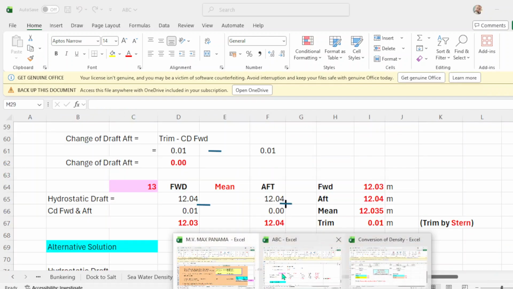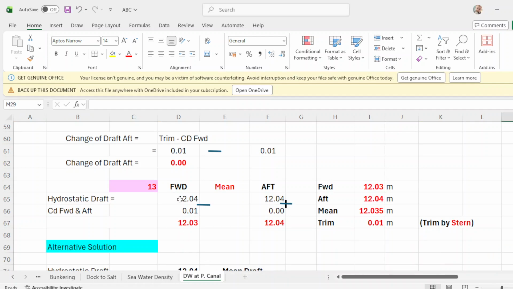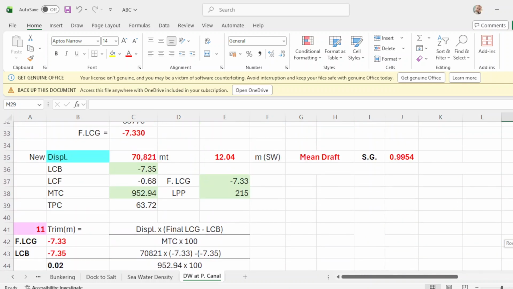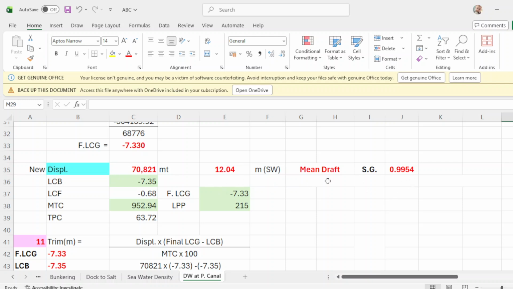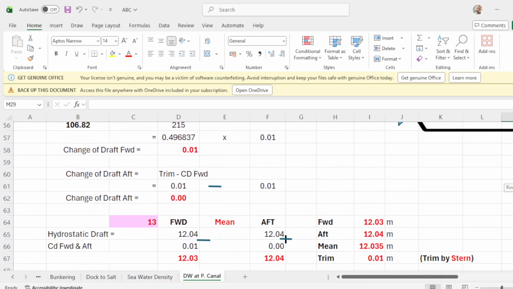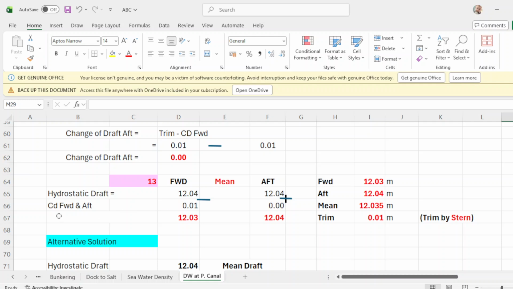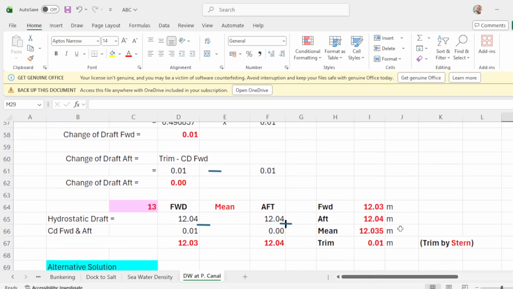Then continue. You apply now your main drop. New main drop of 12.04, forward and up, which is this one, 12.04, after passing the Panama Canal, of 0.9954. Then apply the change of drop forward and up. Change of drop forward is 0.01, this one, and up is 0.